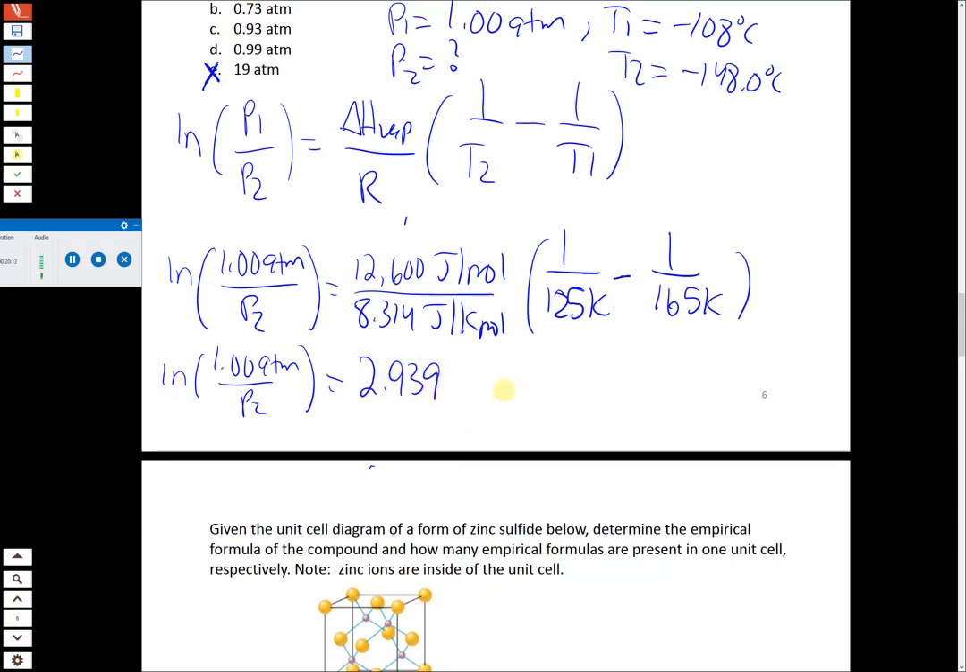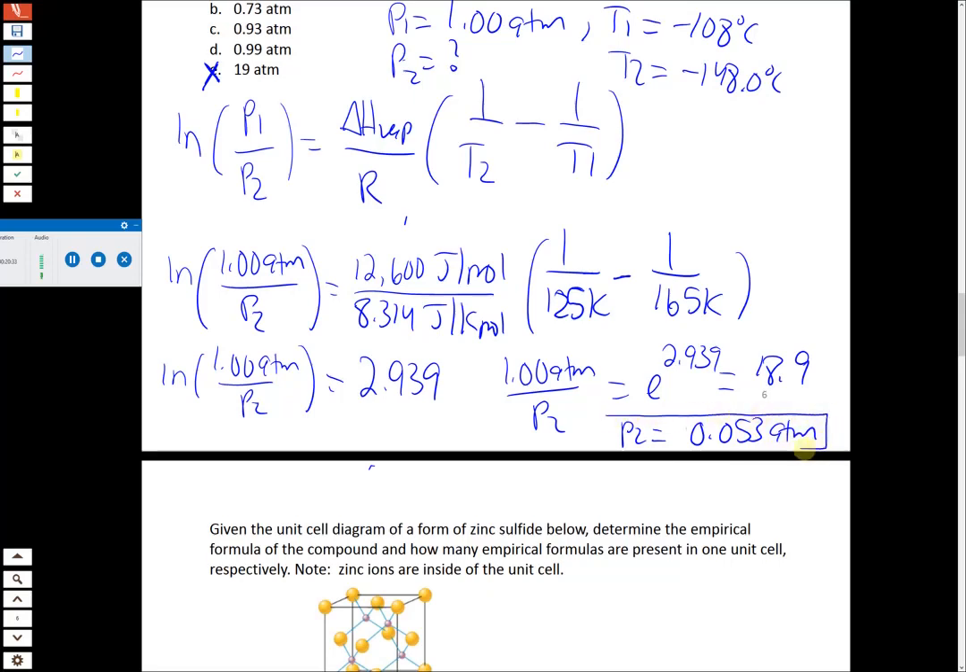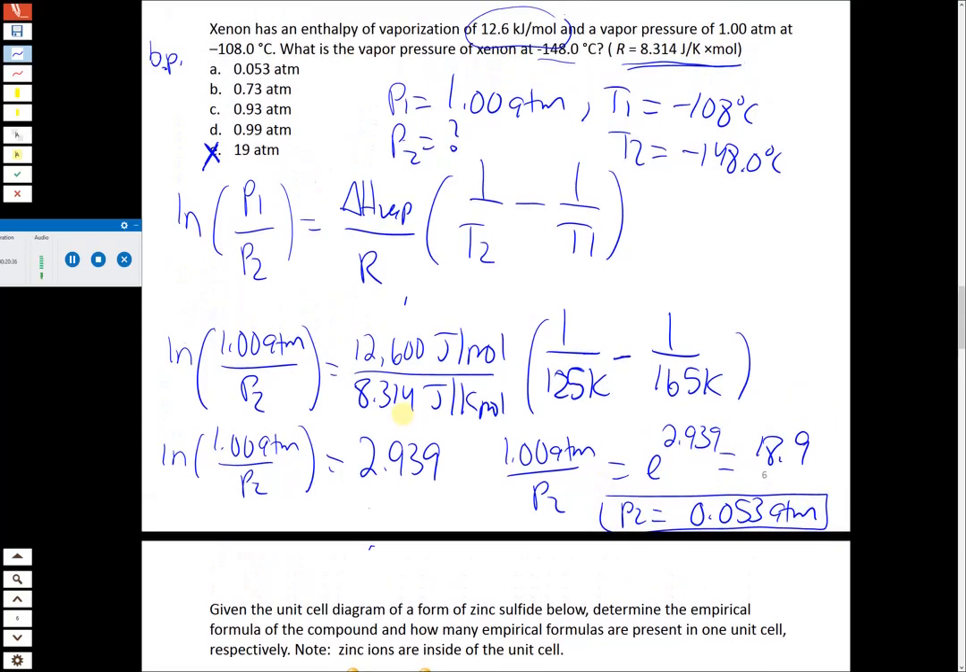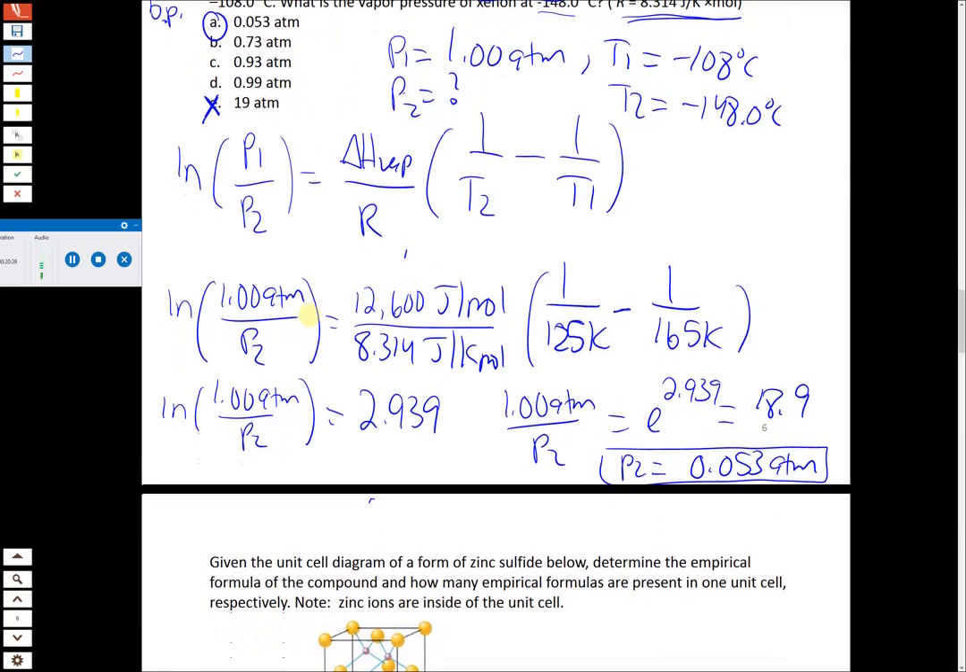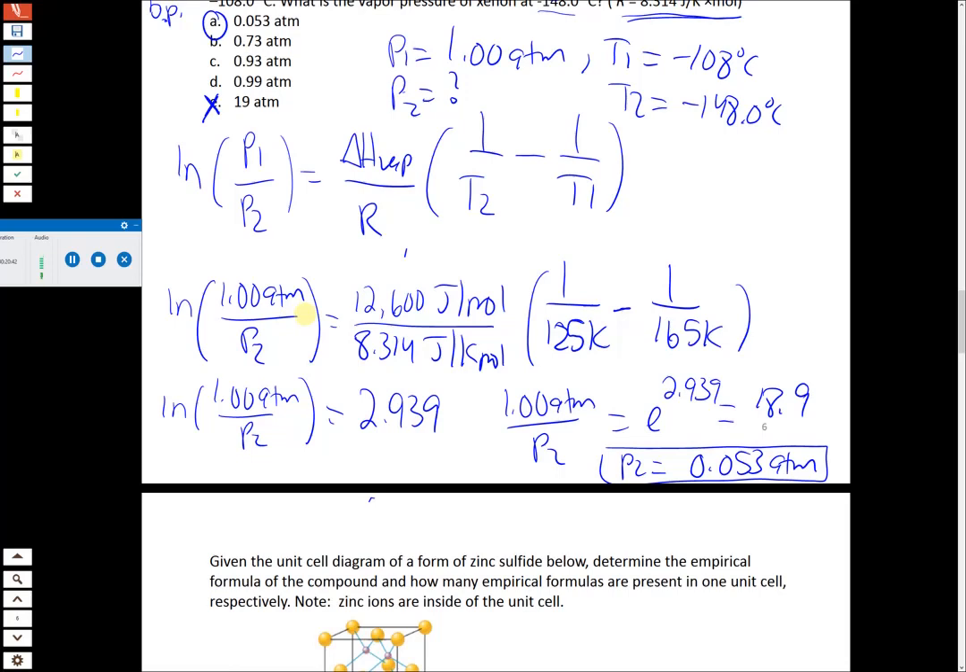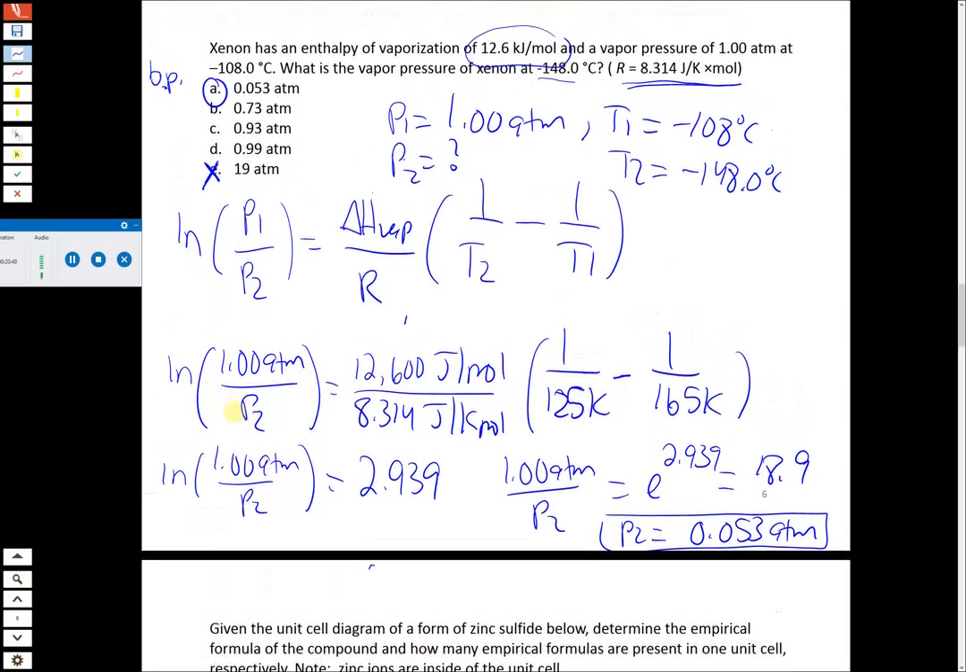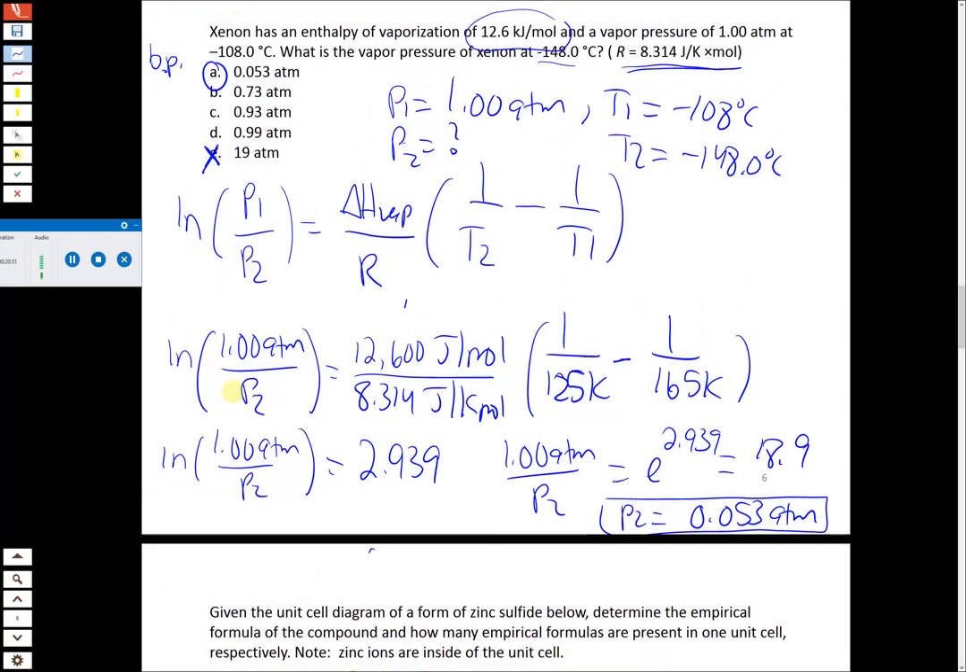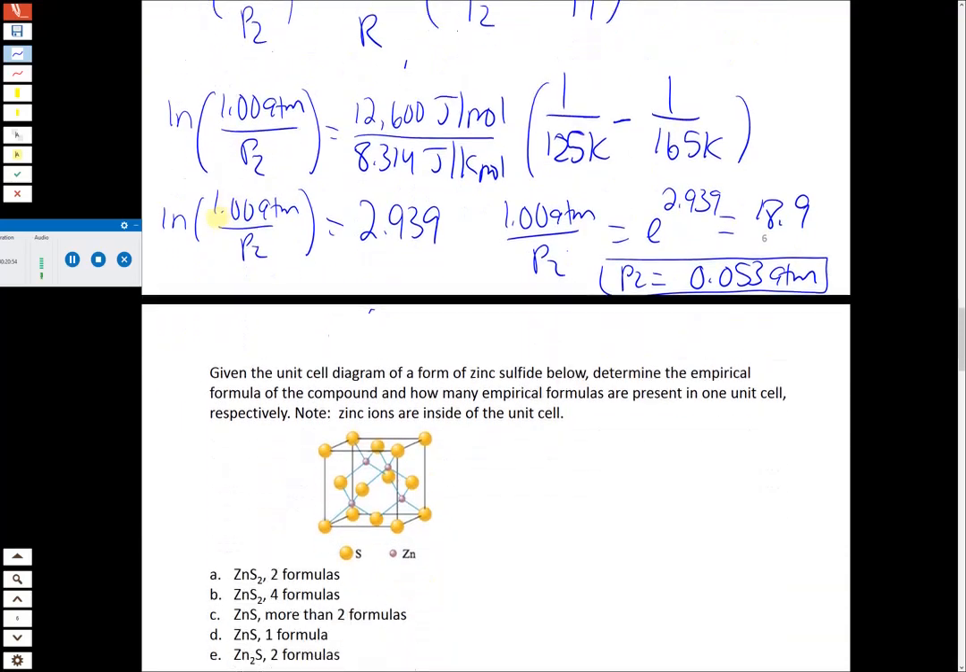To undo the natural log, we use e, so 1 atmosphere over P2 is equal to e to the 2.939, which is 18.9, which comes out then with P2 equal to 0.053 atmospheres. All right, so a very small vapor pressure at this lower temperature, so choice A here is going to be the correct one. Just by lowering the temperature 40 degrees Celsius, we have a huge drop in vapor pressure down to 0.053 atmospheres. Okay, so that's how we approach this one numerically. There's not going to be a ton of questions like that in the test, but using this equation could be something that comes up on the final as well.